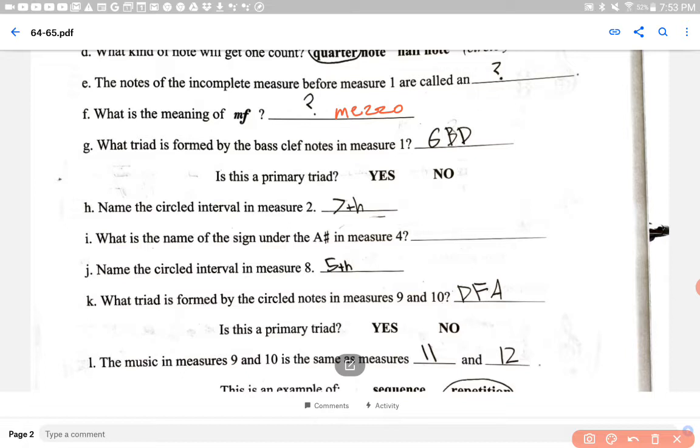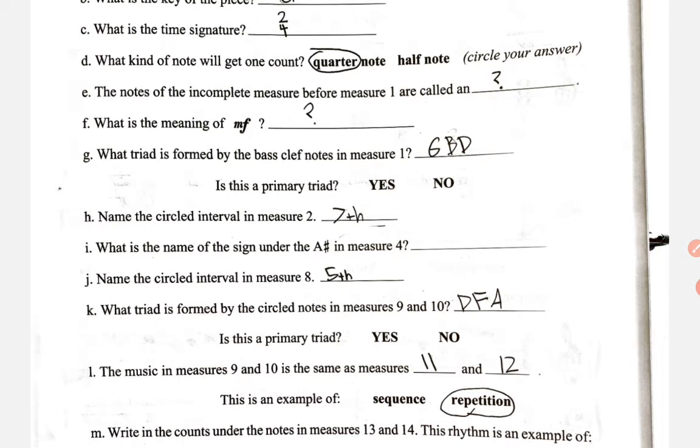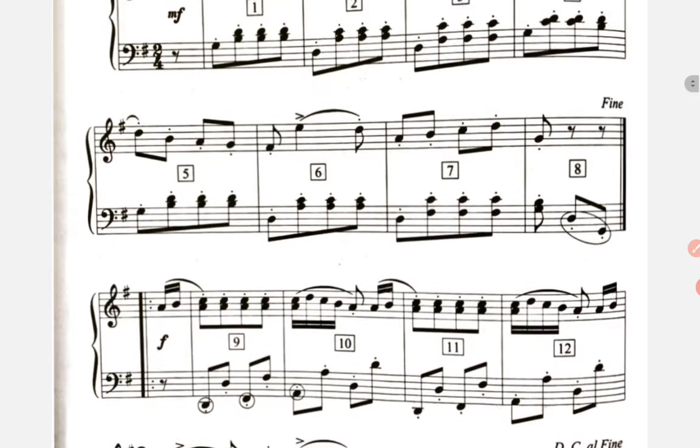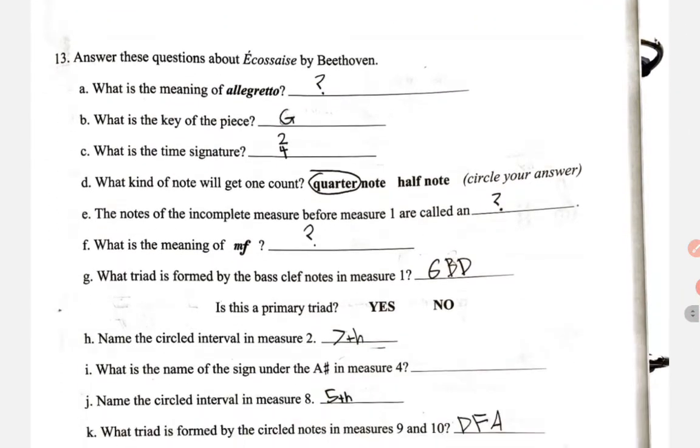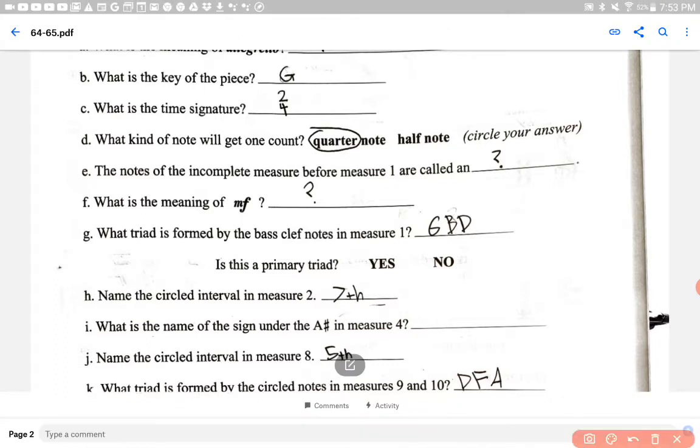Okay, let's look at the next one and see what the question is. What triad is formed by the bass clef notes in measure 1? G, B, and D. Yes, the notes are correct, but that wasn't the question. They asked what triad. So you understood the notes correctly, but out of those notes you have to make up a triad. And what triad is G, B, and D? It's actually a G major triad.